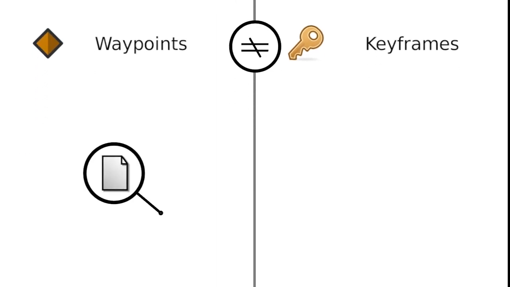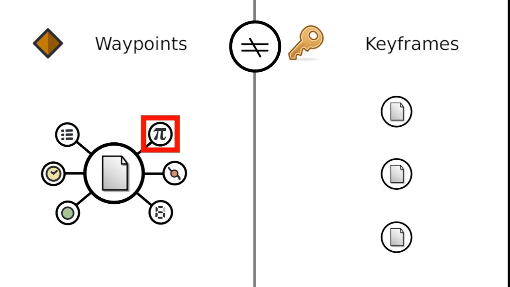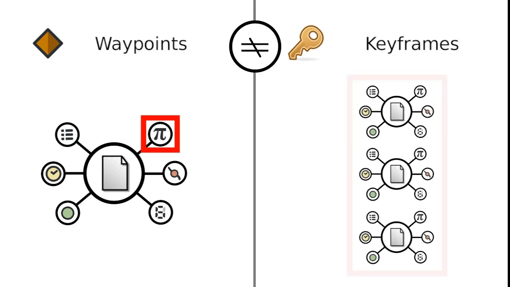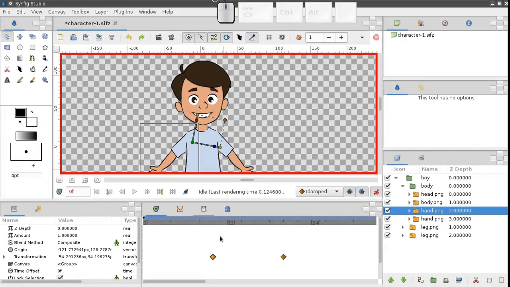Keyframes are often confused with waypoints, but in Synfig, they're not the same thing. Waypoints remember the value of a particular parameter at a particular point in time, while keyframes are also linked to a particular moment, but remember the state of all layers at once. Let's see how it works. Let's try to recreate our animation from scratch.